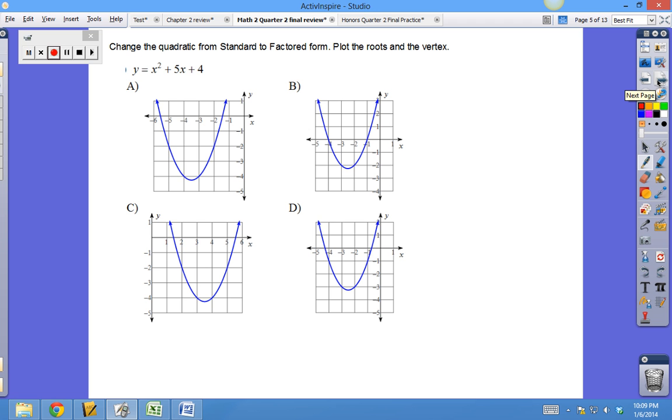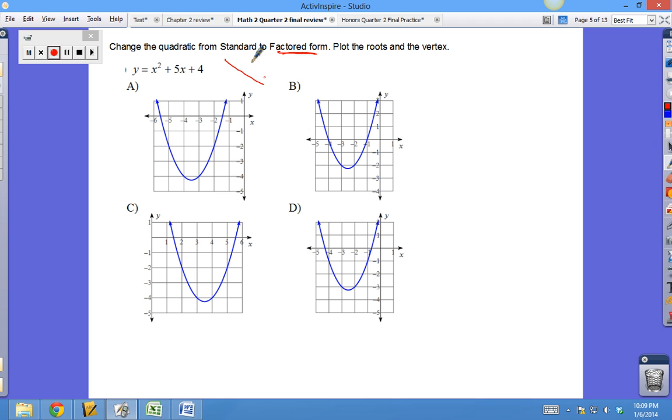Okay, this one, same thing, multiple choice, but they want you to factor it. So let's factor it. What's going to multiply and give you a 4, but add and give you a 5? And that's going to be a 1 and a 4. So here we go. Y equals x plus 1 and x plus 4.